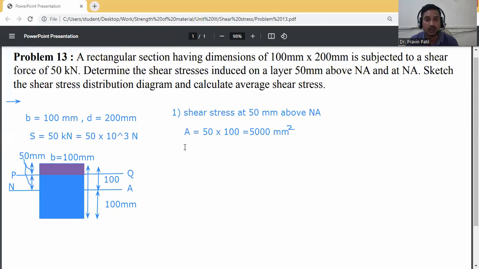Then y bar, for this colored portion, y bar is 50 plus 50 by 2. Okay. So we can say it will be Q50.